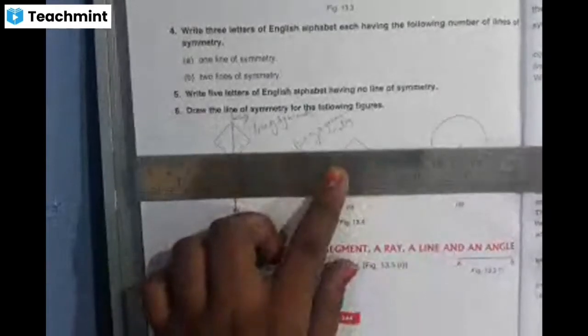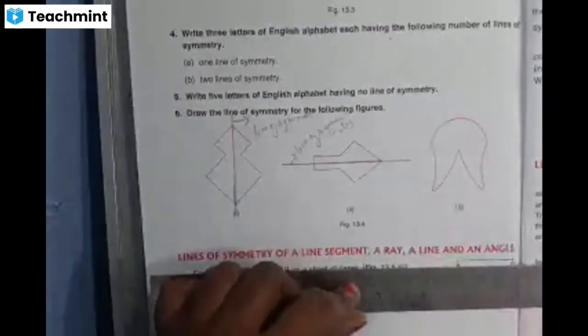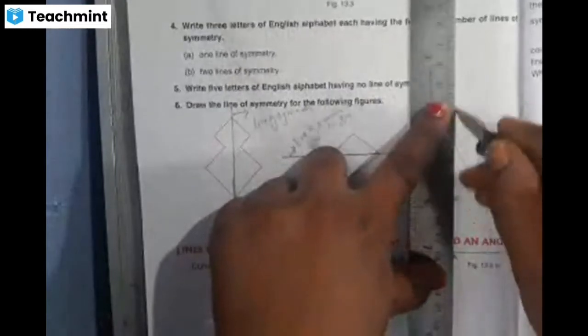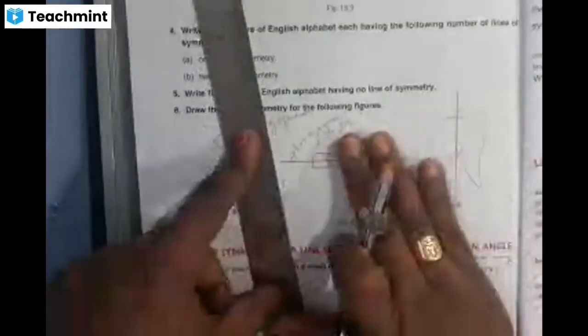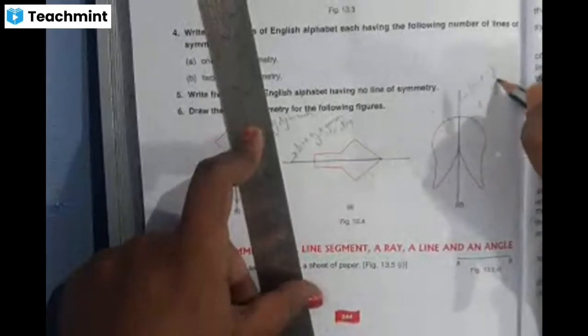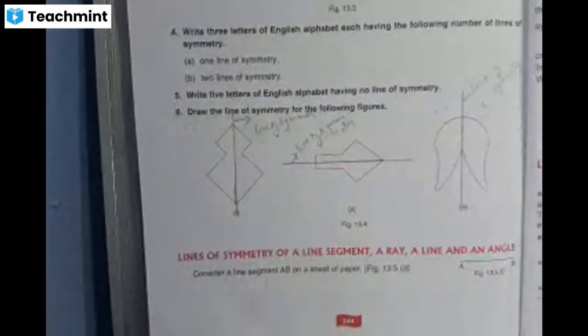Then we have the third figure. Should I draw the line like this? If I draw the line, they are not coinciding because this part is not similar to the below part. So here you can observe. In this way, if I draw the line, now when I fold it, you can observe the first part is going to coincide with the second part. Therefore, this will be the line of symmetry. So in this way, you are getting the lines of symmetry, children.